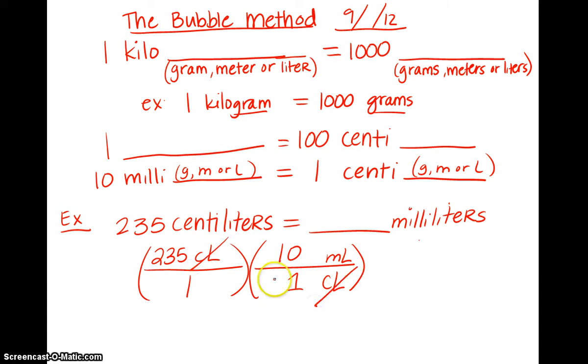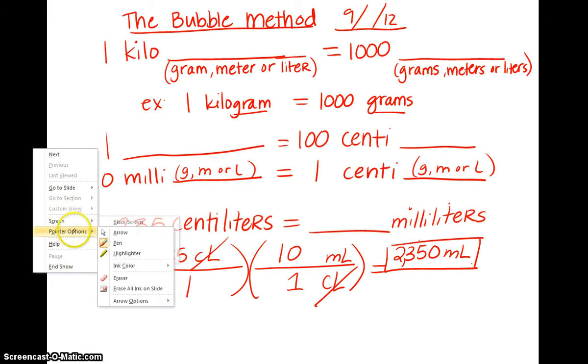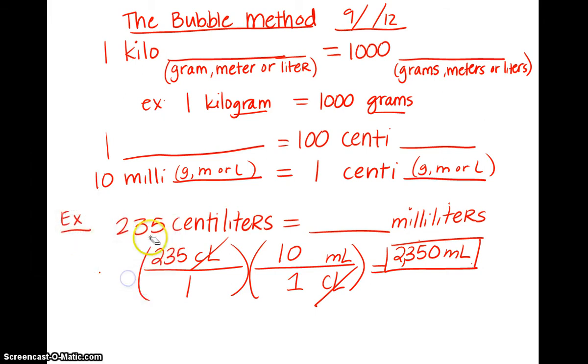Centiliters cancel because they're diagonal from each other. And now I just multiply across. So 235 times 10 is 2,350 milliliters. On the bottom, it's just 1 times 1. And remember, I don't really have to write that again. So I'm just going to keep my answer just like this. Okay. Let's try one more example. Okay, I'm just going to erase all this.